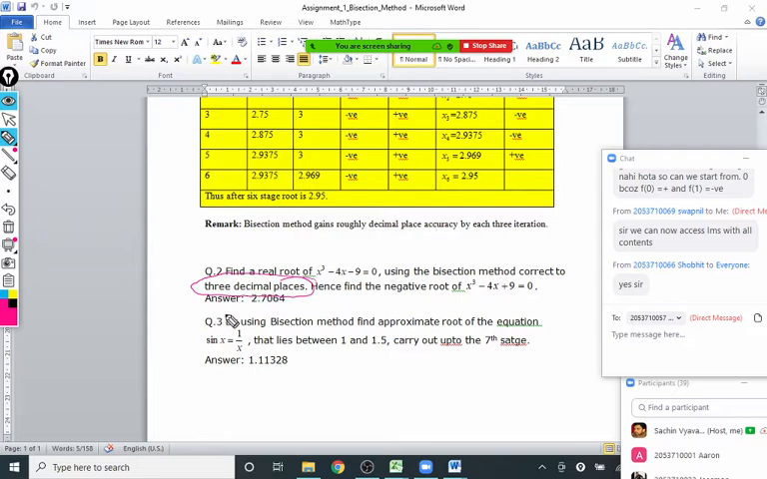Now come to question number 3. In question 3, again the bisection method for the equation sin x equal to 1 by x. What should be the precaution when you do the calculation? The radian mode. Very good. Whenever a trigonometric function appears, you have to go to the radian mode of the calculator.